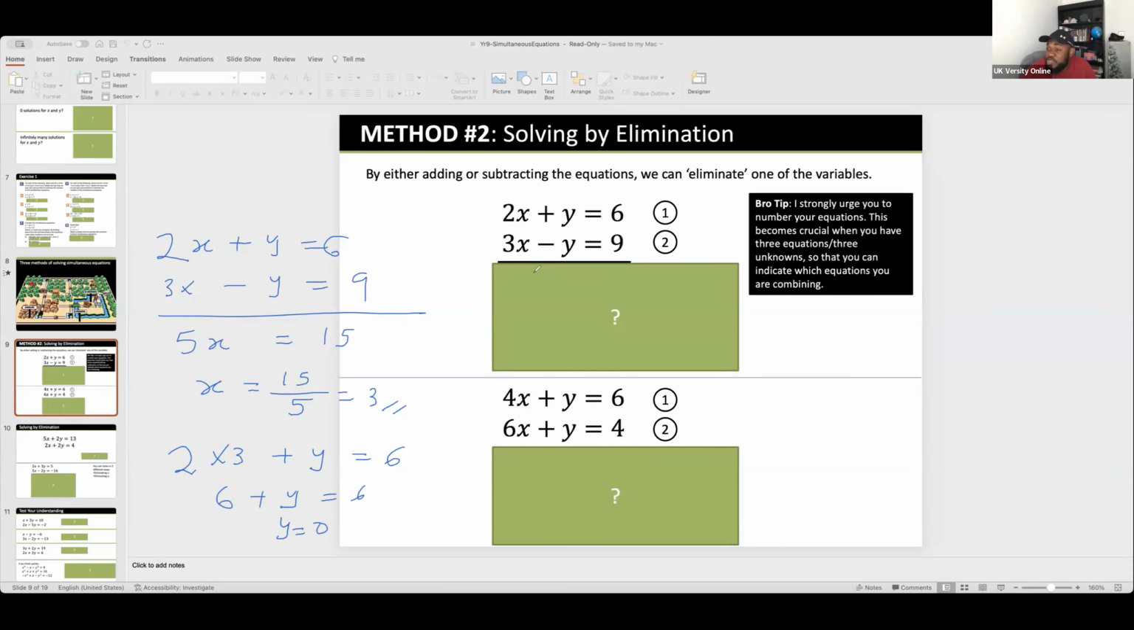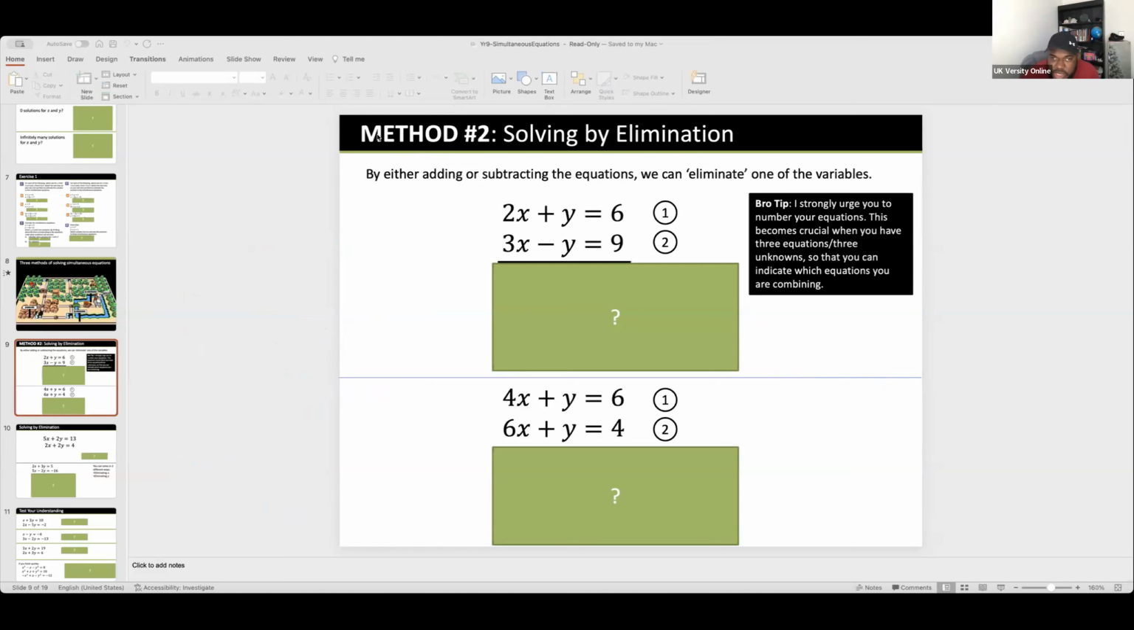You can also try the second equation too. You will still get the same answer. 3 times 3 gives you 9 minus y equals 9. Then you take away 9 from both sides, and you see minus y equals 0. That means y equals 0. So it's clear. You can pause it, watch the video step by step, and you should be okay.